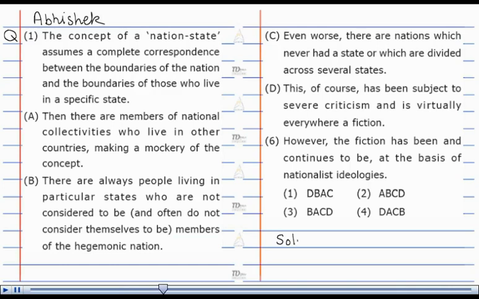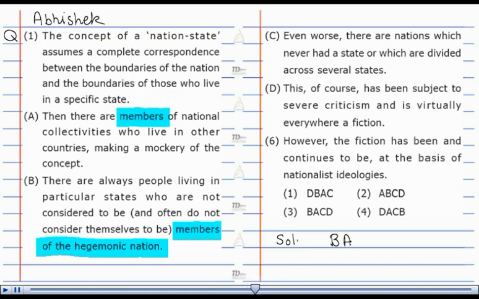Solution. The first link that we obtain on reading these sentences is BA. Let us see how we get the link BA. B says that there are always people living in particular states who are not considered to be members of the hegemonic nation. Mind the words members of the hegemonic nation. And A says that then there are members of national collectivities who live in other countries. The word members is being repeated and the context that is being talked about is the same in both B and A. Therefore, the link BA.